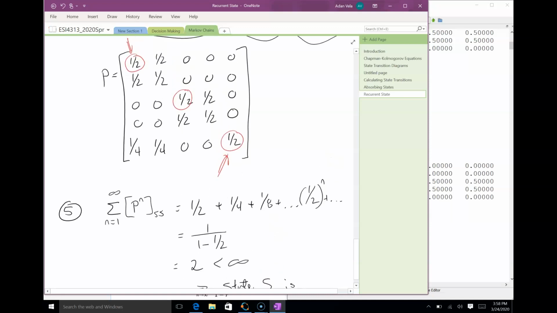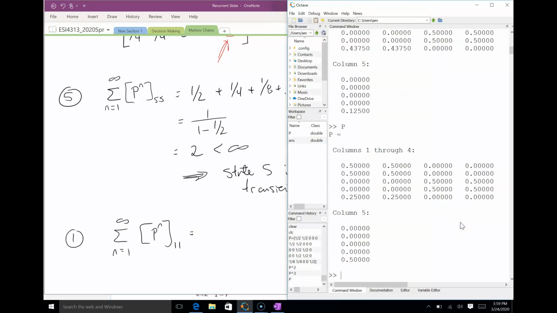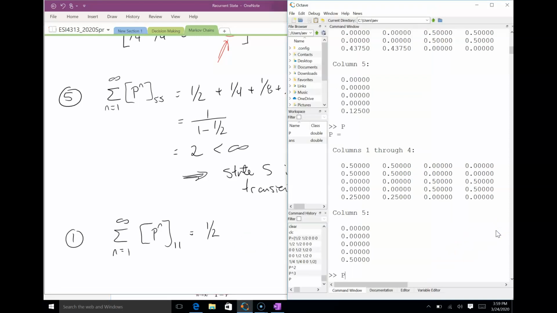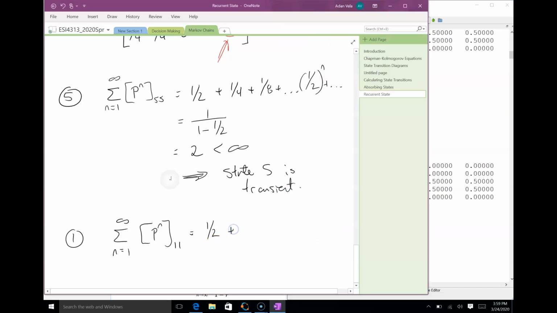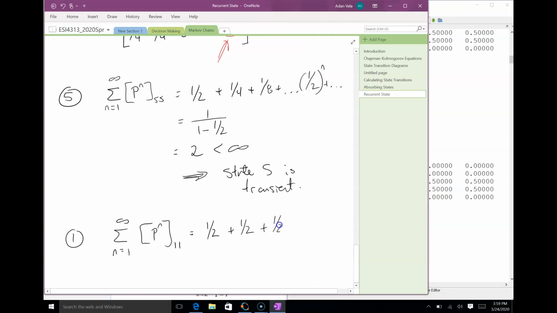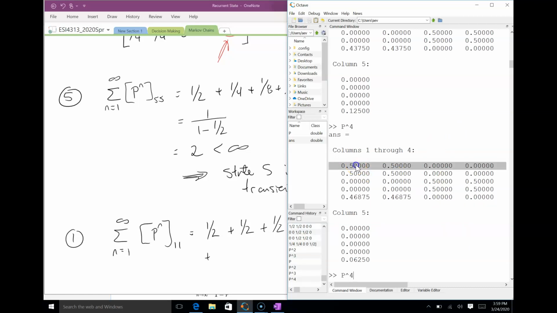Let's look at maybe state 1 and see what happens there. Okay, so again, we're doing a summation from 1 to infinity. We're going to take P to the n power, and we're going to pull out the (1,1) element. So we start off with 1/2. Okay, let's take P to the 2. Still 1/2. P to the 3, 1/2 again. 4, 1/2. So if you're looking right here, I keep getting 1/2 no matter what power I take this to.